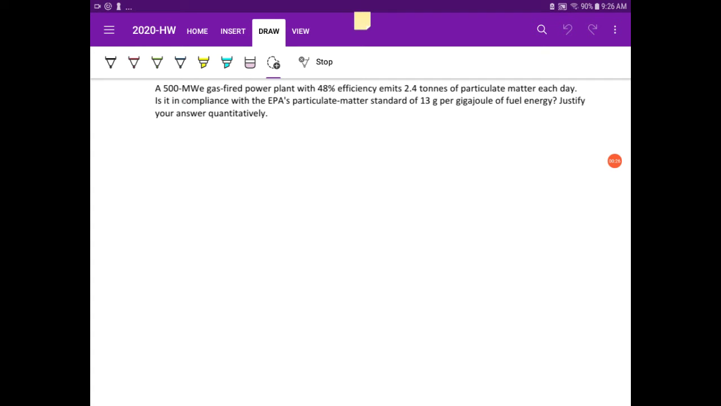So we need to know that this 500 megawatt E is the output electricity. The E stands for the electricity. And so we have 500 megawatt E is equal to 48% of the input power. And so we could calculate the input power.